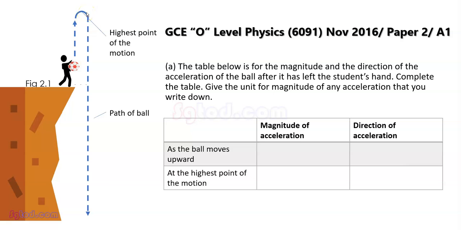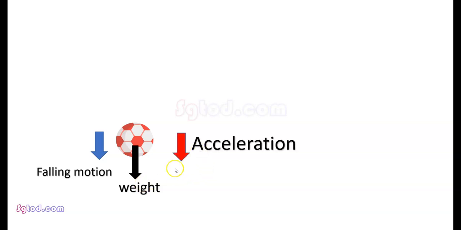Now, how do we apply the concept that we have learned for falling objects on this ball that is being thrown upwards? We know that if a ball is falling, its velocity increases because the force of gravity pulls it downwards. Its increase in velocity or its acceleration is a result of the force of gravity that has a direction that is pointing towards the center of the earth. So the direction of the acceleration is downwards.